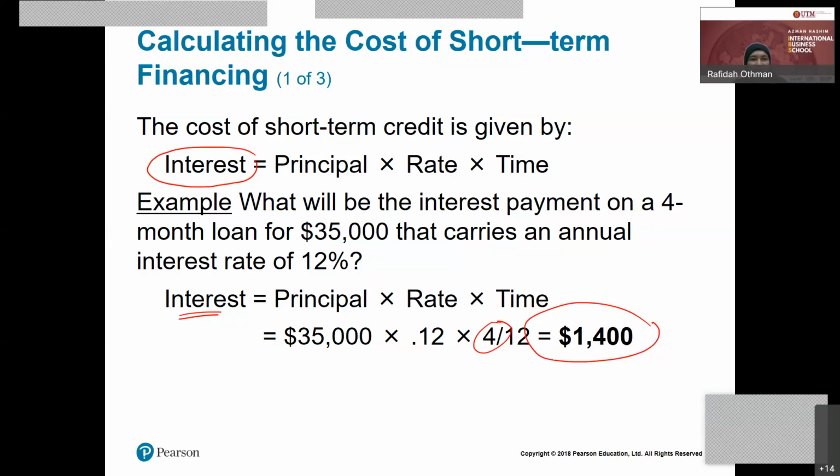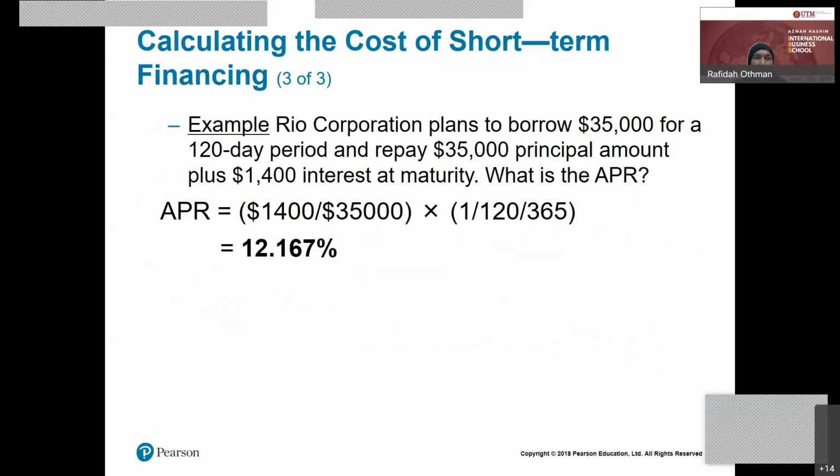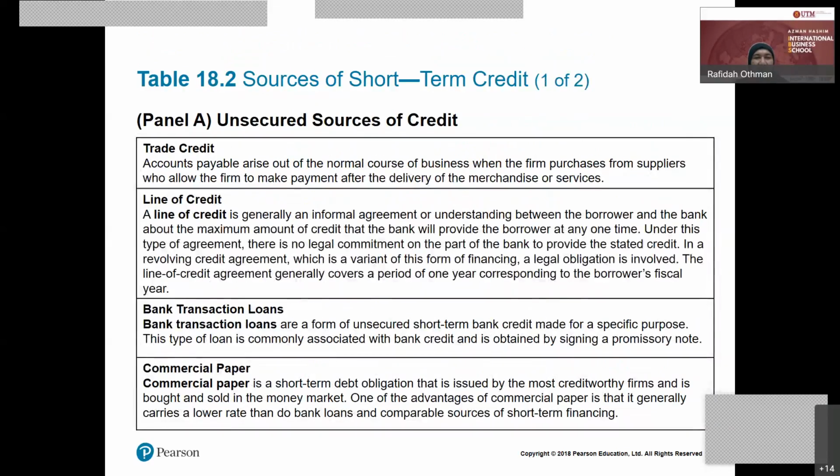Okay. Second, you look at the potential sources of credit, meaning that now you know how to calculate the interest and you know what the interest is, but what are the options that you're going to have? So you have trade credit, you have a line of credit. This is unsecured. Bank transaction loans, meaning like overdraft or something. Commercial paper is a short-term debt where you issue commercial paper which is measured within 1 year. So meaning that you have to pay P plus I within 1 year. All right, so you can do that.